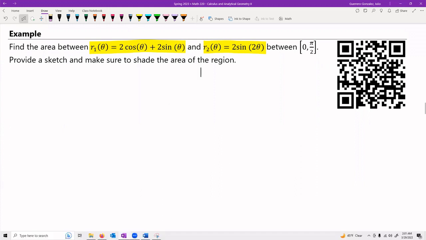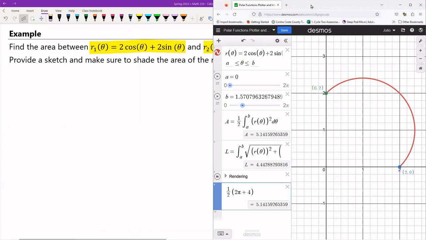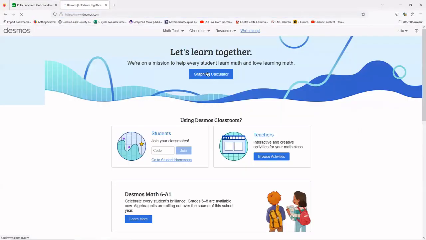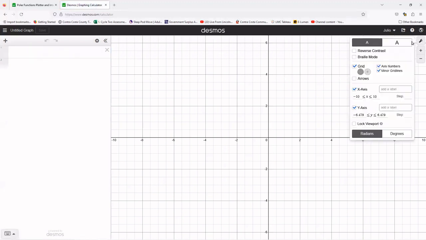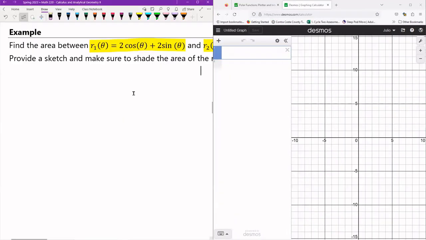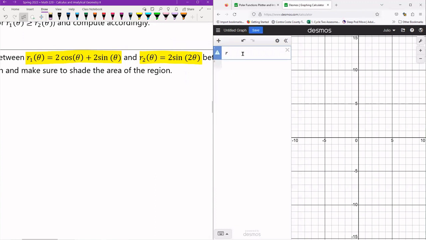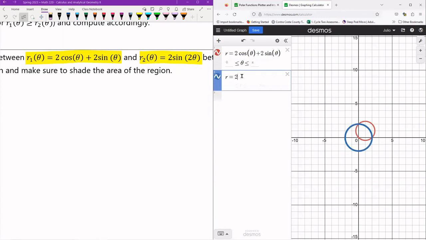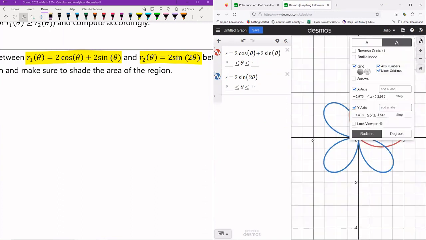So first of all, let me go ahead and go back to Desmos. I am not going to use this calculator yet. I'm going to go ahead and open up another Desmos calculator. And I'm going to throw in my two graphs here. So I'm going to do R equal to 2 cosine theta, parentheses are your friend here, plus 2 sine theta. Okay. And let me graph the other one first. R equal to sine of 2 theta.